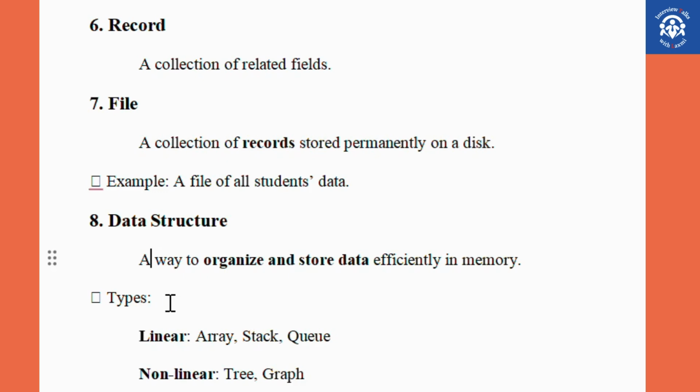Here we have types of data structure. Anyway, in the next classes, I am going to explain in a very detailed manner about types of data structure, that is, linear and non-linear data structures. Thank you so much for watching this video. I hope I have given a clear idea about the basic terminology and elementary data organization details.